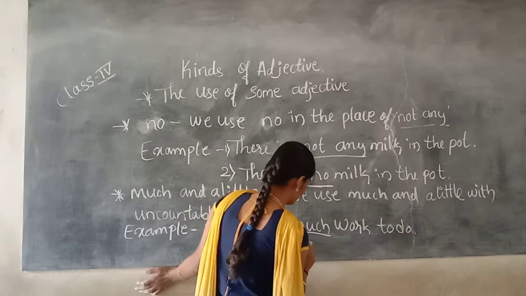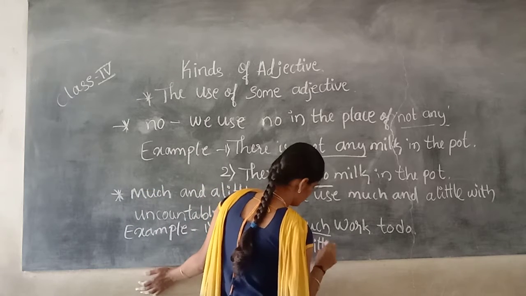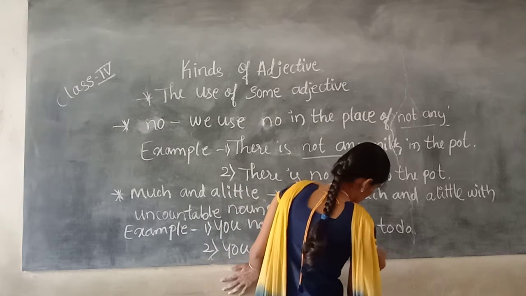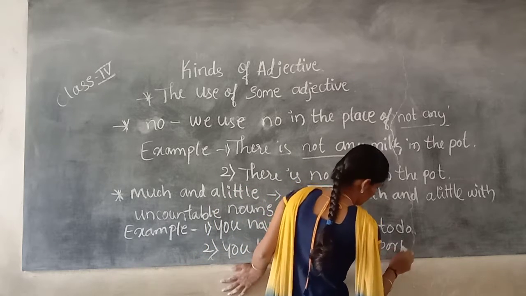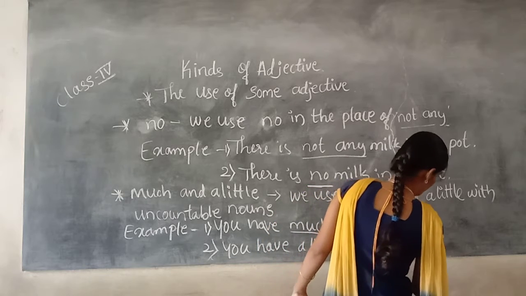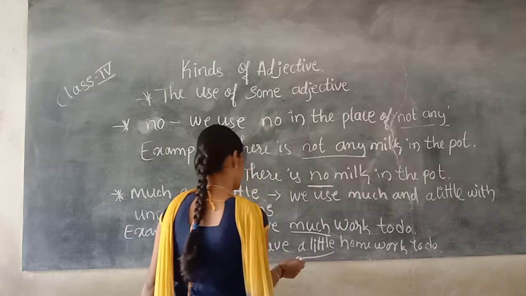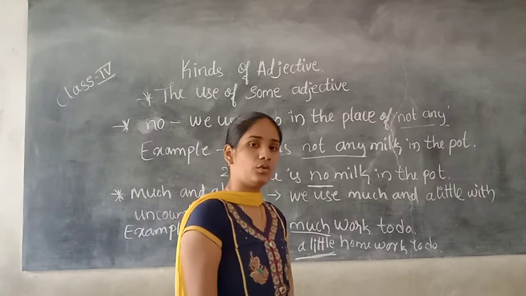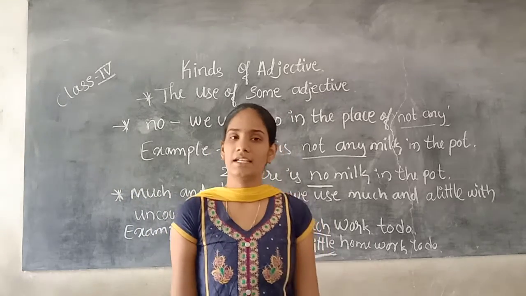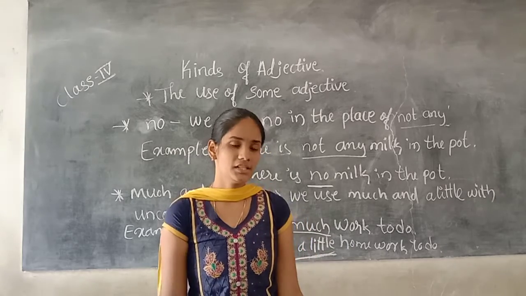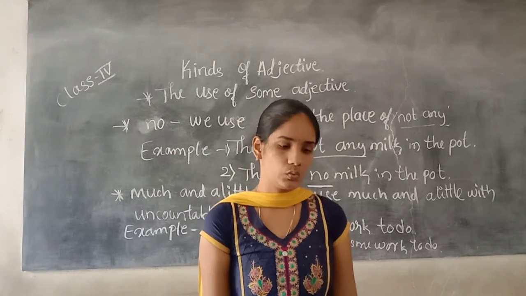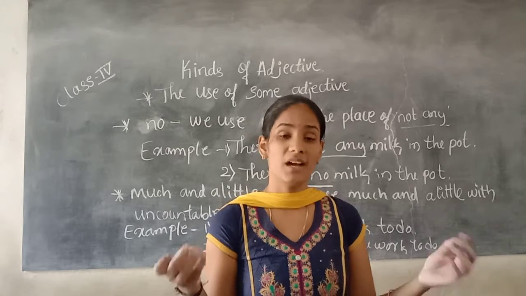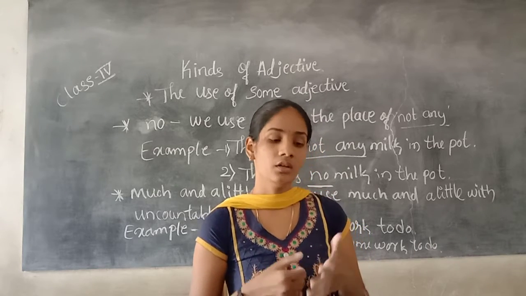A little homework to do. The word "a little" indicates less work. It is indicating an uncountable noun. It is indicating less. Okay students, here we came to know how to use more, how to use much, and how to use a little.